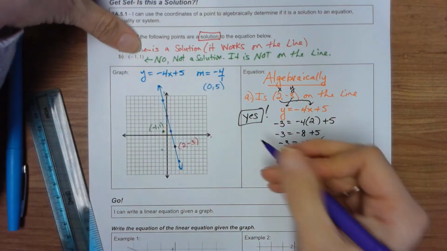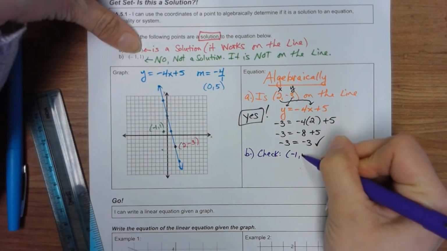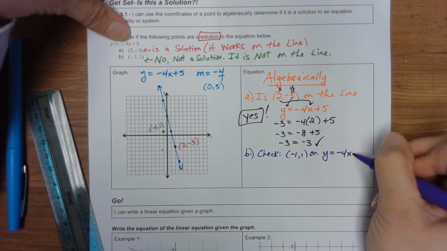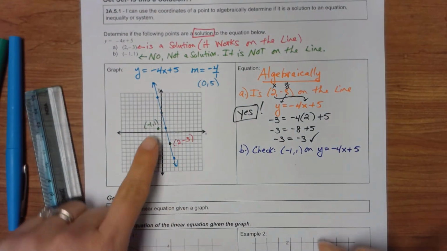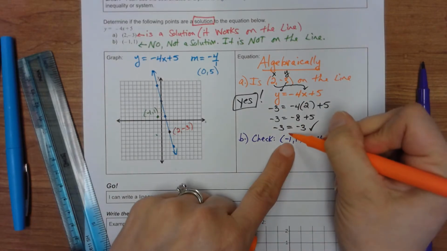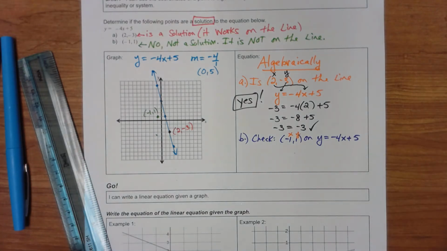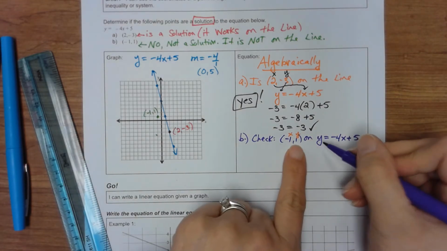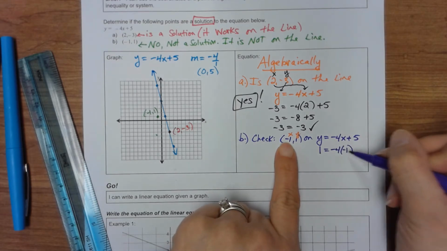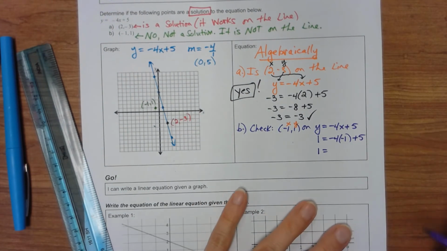Let's try this other point. Let's check the point -1, 1 on the line y equals -4x plus 5. I know the answer is going to be no, but I want to make sure that I get that over here. So in terms of x, y, -1 is the x number, +1 is the y number. Let's plug them into the proper spots. Tell me the y number. 1 equals -4. What's the x number? -1 plus 5. And let's see if this works. Does 1 equal this calculation?